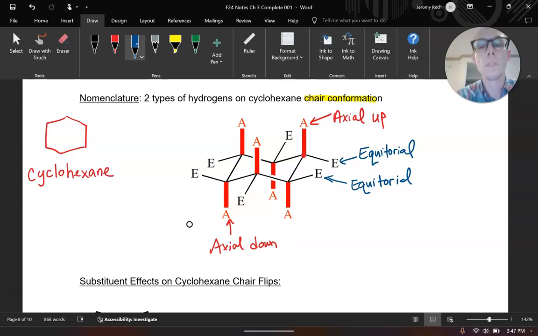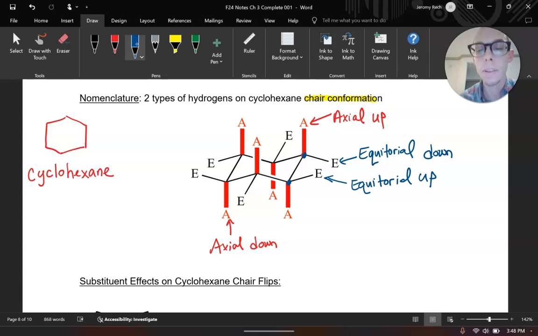And each of these are also going to have a direction. So if I look at that top E, that is going to be going downward sloping, so we're going to call that equatorial down. And if I look at my lower E, that E is going up sloping, so we're going to call that equatorial up. And similarly, as I go around my molecule, I'll have an equatorial down, equatorial up, equatorial down, equatorial up, equatorial down, equatorial up.